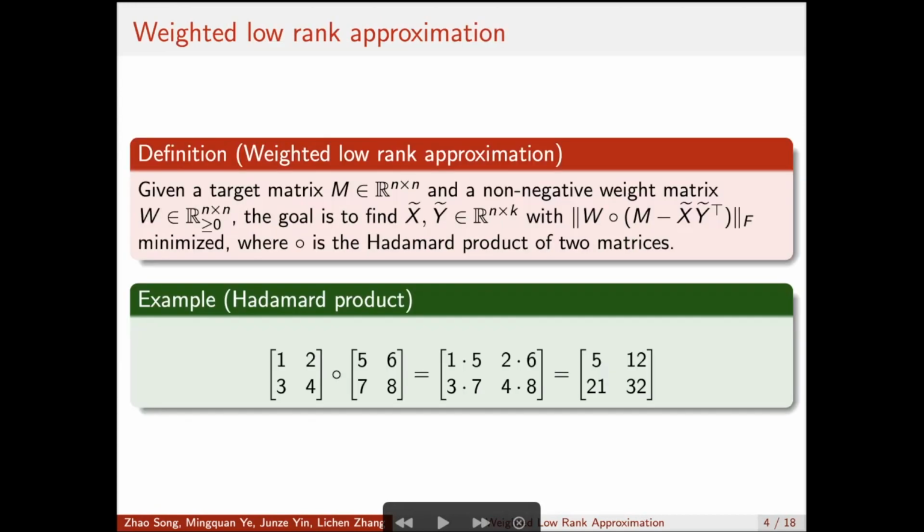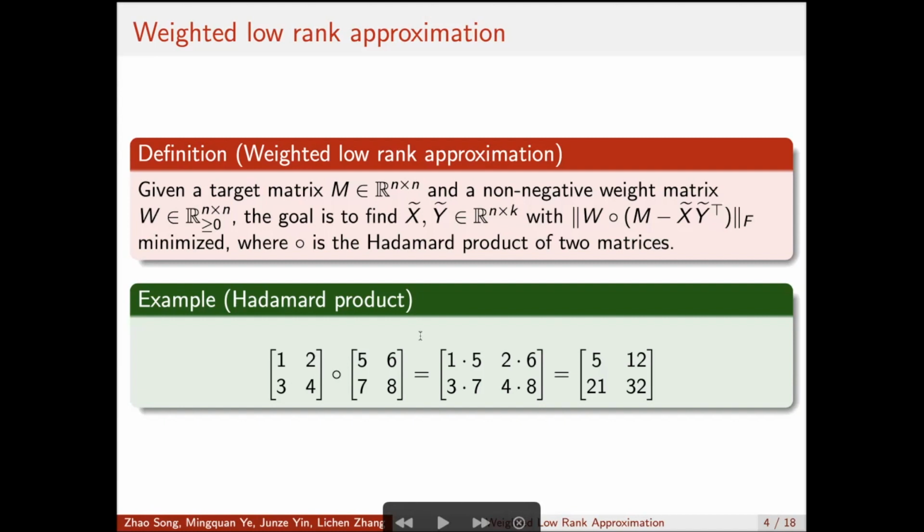This is the weighted low-rank approximation. Given a target matrix M, which is an n by n matrix, and a non-negative weight matrix W, which is also an n by n matrix, but all of the entries of the matrix W are greater than or equal to 0. The goal is to find X tilde and Y tilde, which are n by K matrices, such that the Frobenius norm of W circled with M minus X tilde times Y tilde transpose is minimized, where this circle represents the Hadamard product of two matrices.